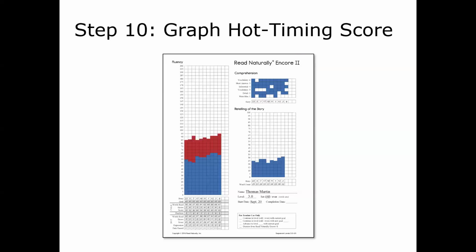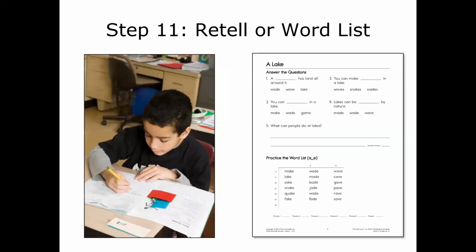Okay, so they can graph their final timing. They record how many errors they had, what their expression rating was. They record their comprehension scores in the upper right-hand corner. They do their retell or their word list, and they're all done.